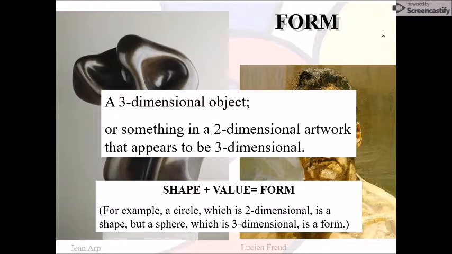If you draw a circle on a paper, that's 2D and that's a shape. But if you add shading to that circle in the correct way to make it look like a ball, like a sphere, and make it look 3D, it then becomes a form. So it's saying by taking the shape of the circle and adding shading, which is value, to it, you create form.